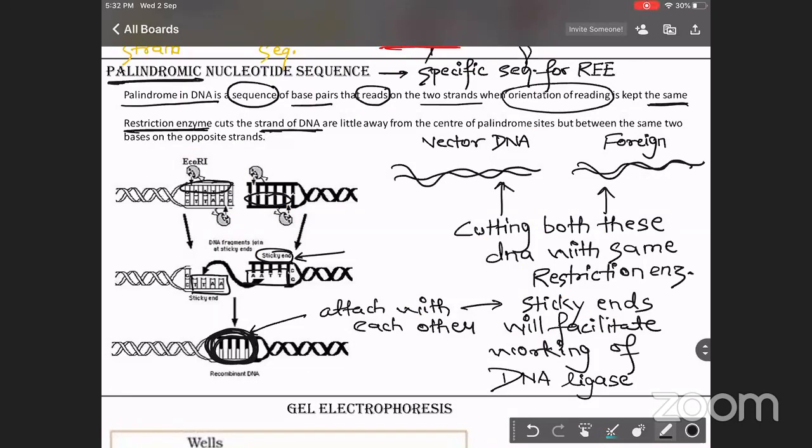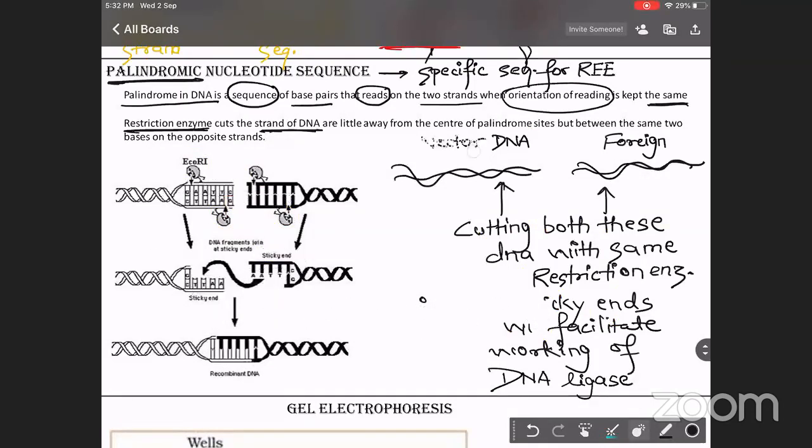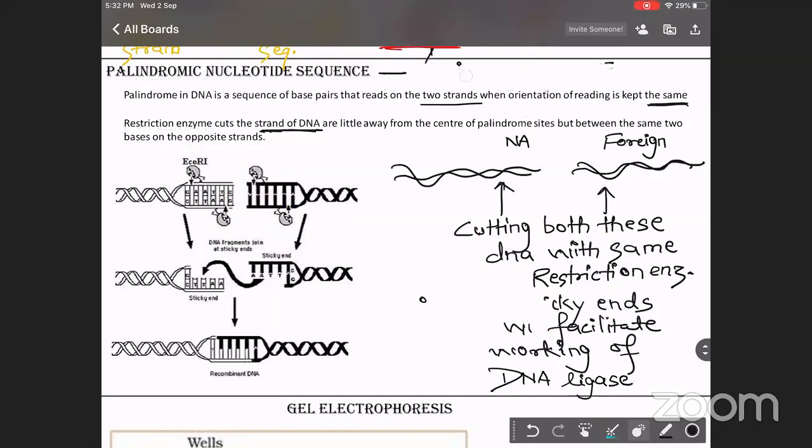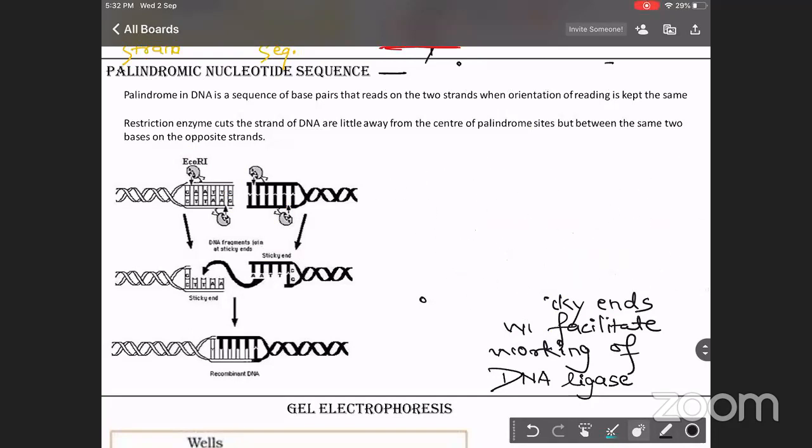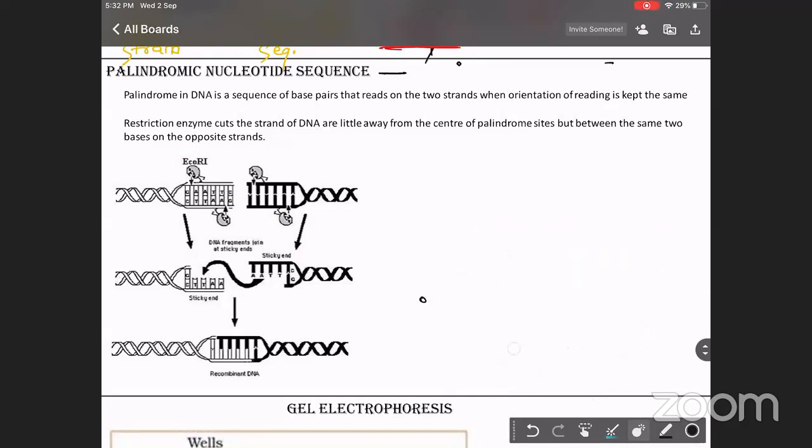Now I have to tell you some more things about this restriction endonuclease enzyme. When you go through the NCERT, you will read about some of the history of the restriction endonuclease enzyme, that the first restriction endonuclease enzyme was called Hind II. You can read all that theory from the book only.